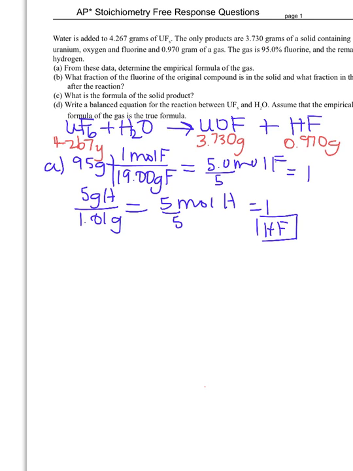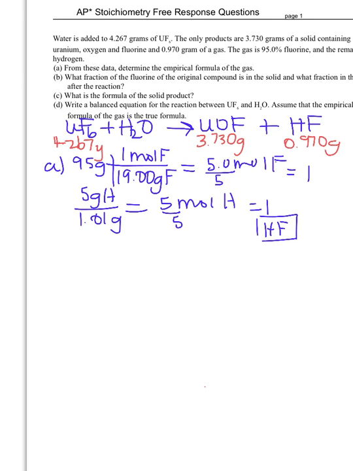Part B, what fraction of the fluorine of the original compound is in the solid and what fraction is in the gas after the reaction? Remember that a fraction is nothing more than part divided by whole. So the part that we want to find is the amount of fluorine in the solid and also in the gas, and our whole is the amount of fluorine that there is in the original compound. So for part B, let's start by finding the whole. How much fluorine is in the original compound?